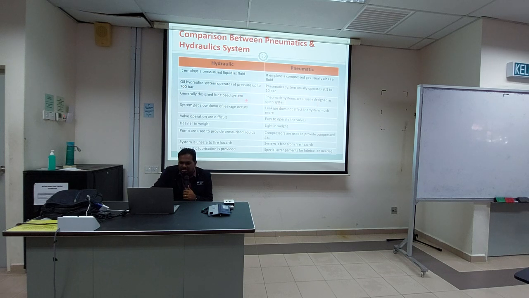So any open system, closed system, okay. So leakage, pneumatic leakage is okay. Tapi hydraulic leakage, kalau ada lubang dekat hose, so minyak itu akan keluar. Then tempat itu akan berminyak lah, so it will cause accident. So orang boleh jatuh, kenderaan boleh terbabas ke apa kan. So many complication.